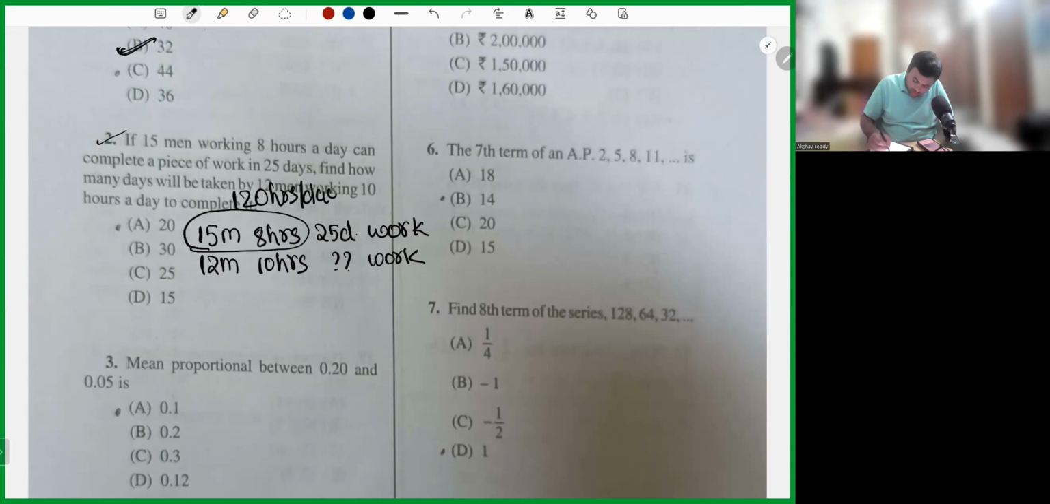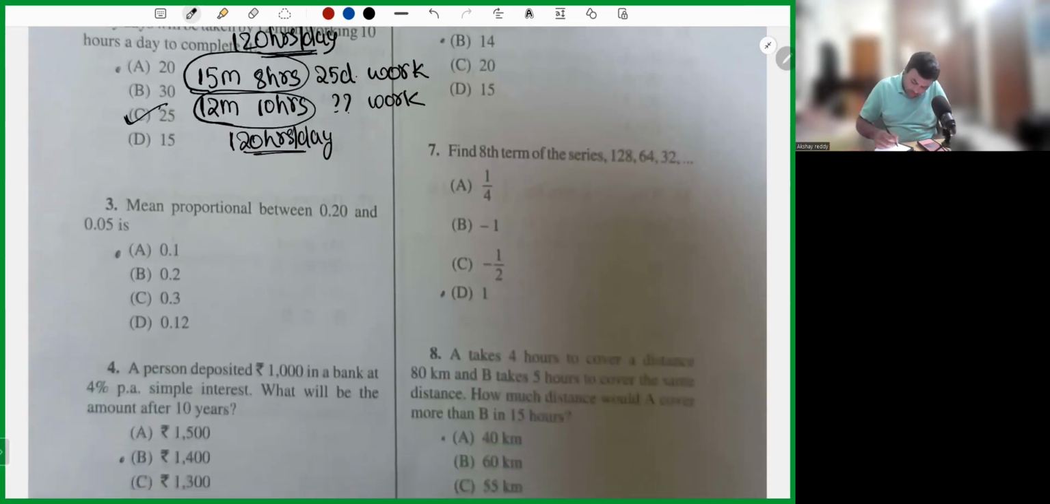If they work for 120 hours each day, they'll take 25 days to complete the work. What about these people, 12 into 10? Even these people are working for 120 hours per day. Obviously, both are working for the same time duration. When both are working for the same time duration, I hope both will take the same time to complete the work. Yes, sir. So when the earlier group is taking 25 days to complete the work, even this group will take 25 days to complete the work.